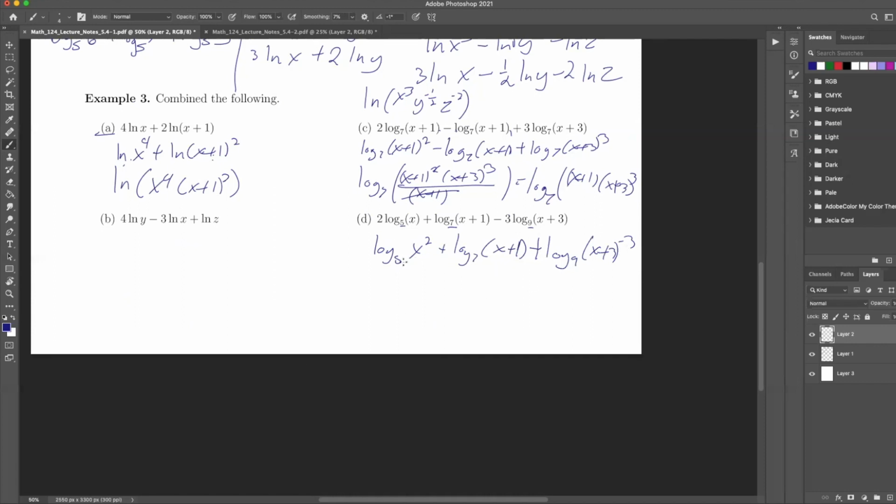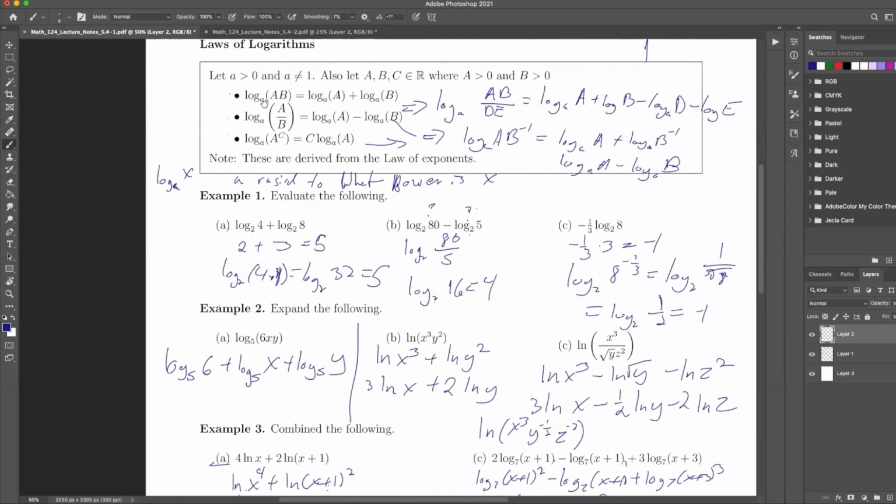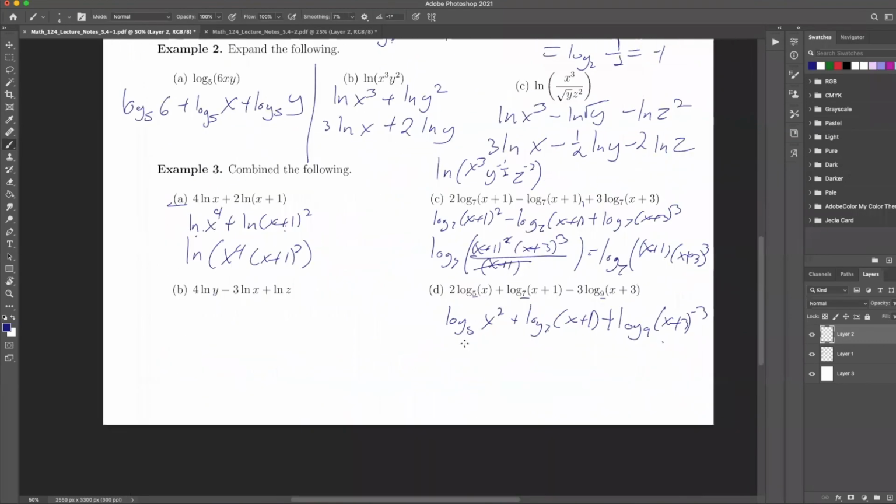But notice since this is a 5, this is a 7, this is a 9, our rules only work if the bases match, right? A and A. If they don't have the same base, we cannot use this. And so we're done. And why? We have different bases. Okay, so since we have different bases, we're done.